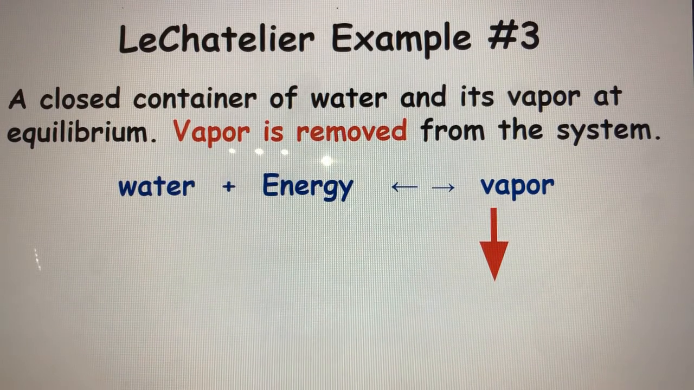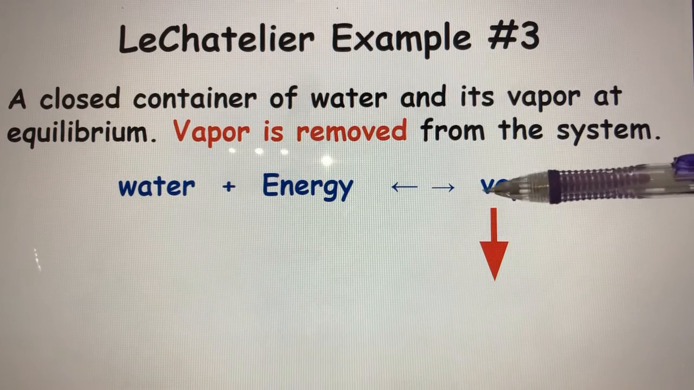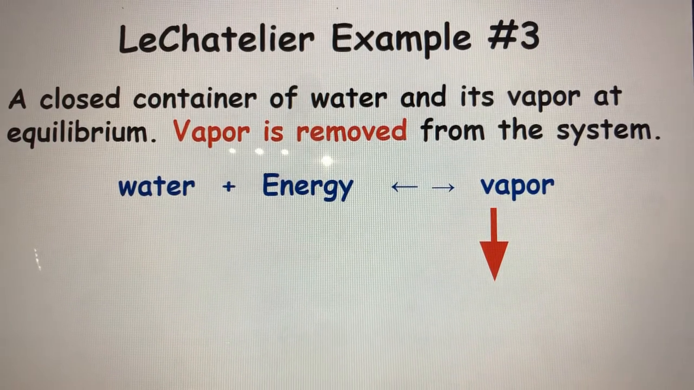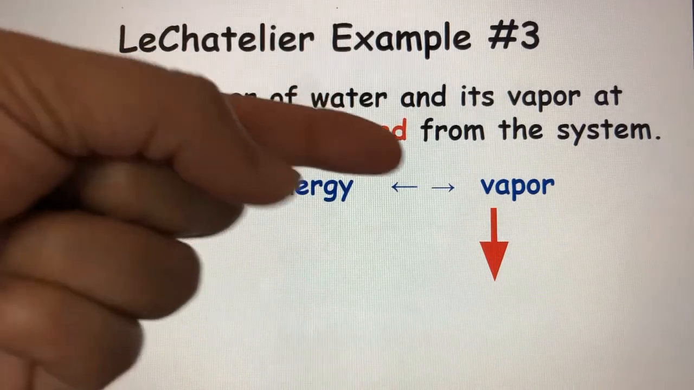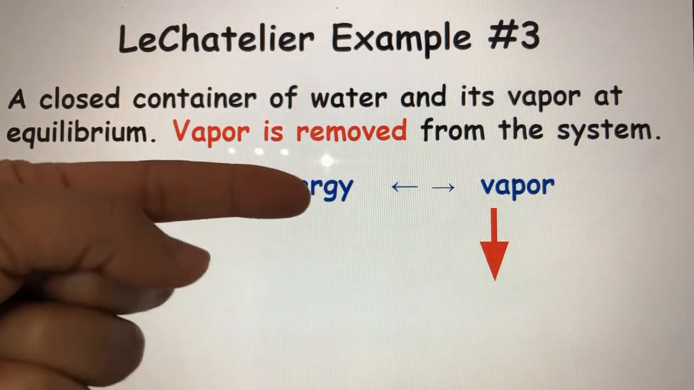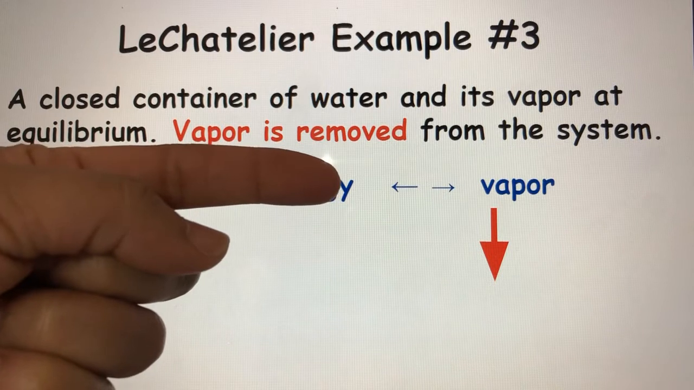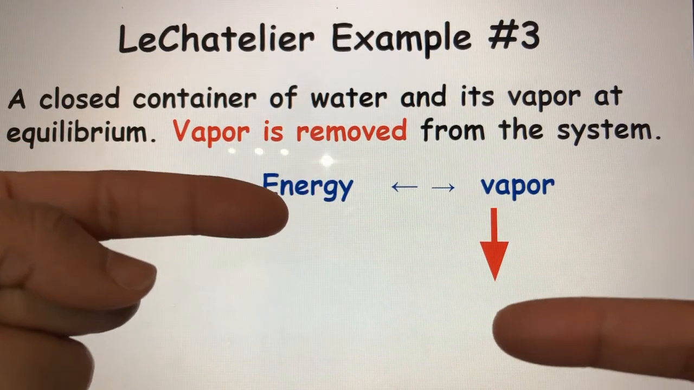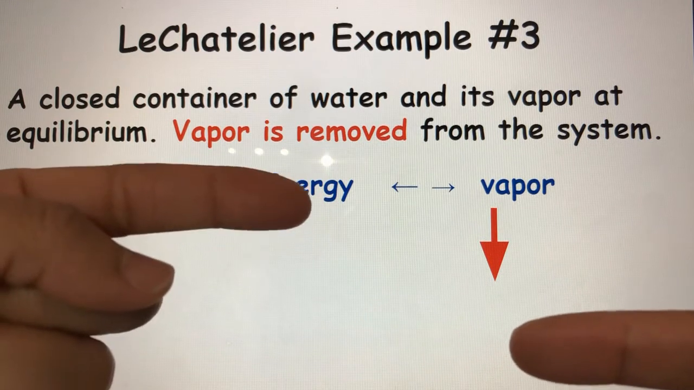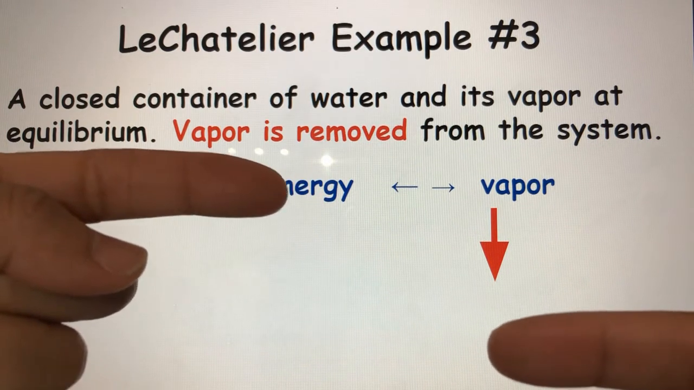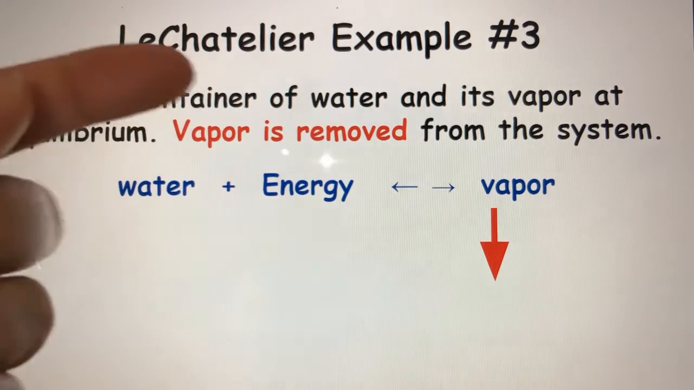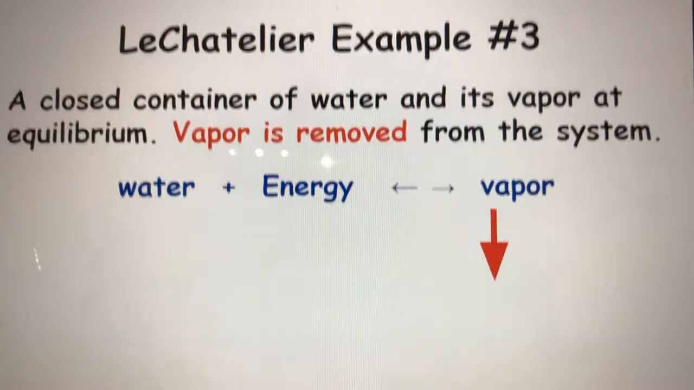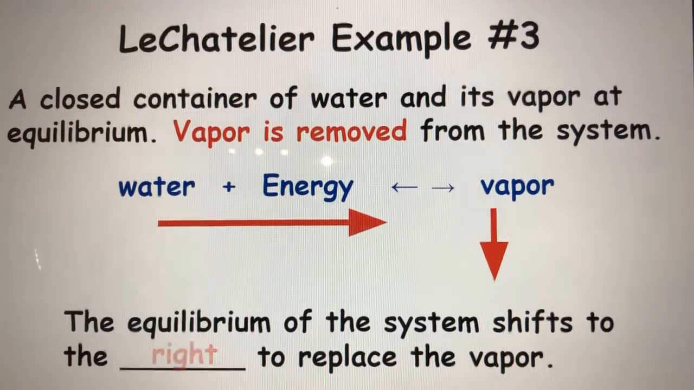Okay, this side is lower. This side is higher. So the level in your beaker: this side is higher, this side is lower. Which way is the water going to flow? Reactants are high, products are low. It's going to shift to the right.